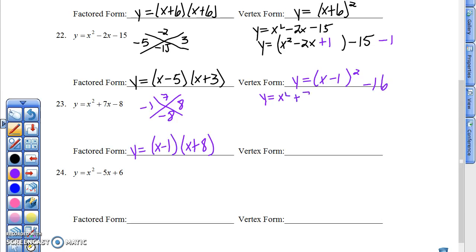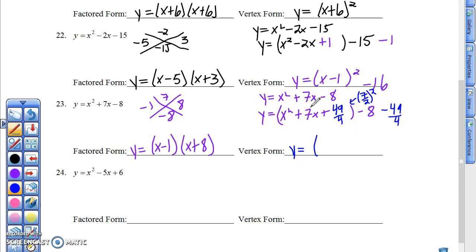All right, let's complete this square. Y equals x squared plus 7x minus 8. So starting to set this up. Not a perfect square. Half of 7 is 7 halves. And 7 halves squared is 49 fourths. If I add 49 fourths in here, I have to subtract 49 fourths on my outside, intentionally creating this x squared plus 7x plus 49 fourths to be my perfect square of x plus 7 halves squared.